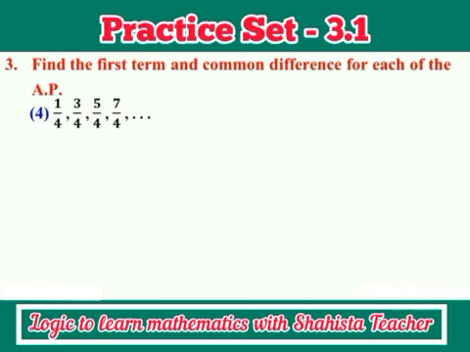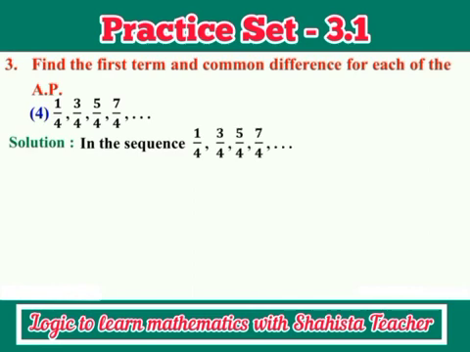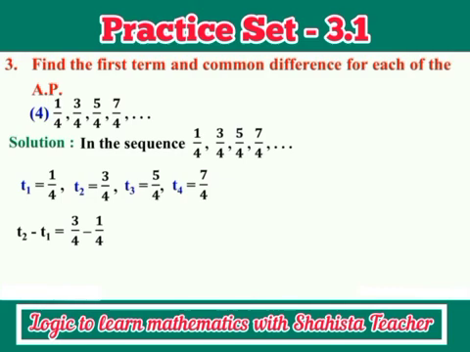Now sub question 4. 1 upon 4, 3 upon 4, 5 upon 4 and 7 upon 4. So in the sequence 1 upon 4, 3 upon 4, 5 upon 4, 7 upon 4, T1 is equal to 1 upon 4, T2 is equal to 3 upon 4, T3 is equal to 5 upon 4, T4 is equal to 7 upon 4. Now T2 minus T1 is equal to 3 upon 4 minus 1 upon 4. 3 minus 1 is 2, so 2 upon 4. 2 ones are 2, 2 twos are 4. After dividing we get 1 upon 2.